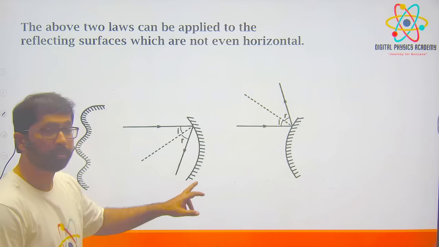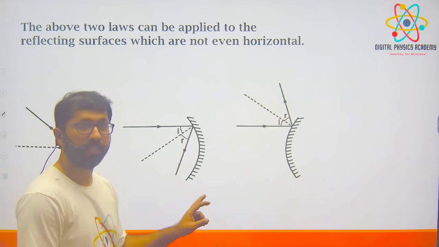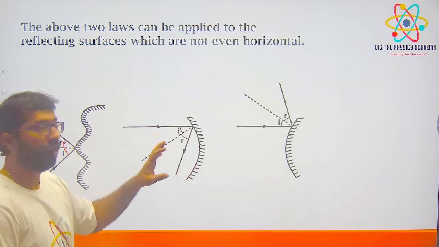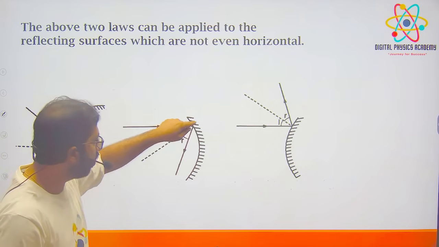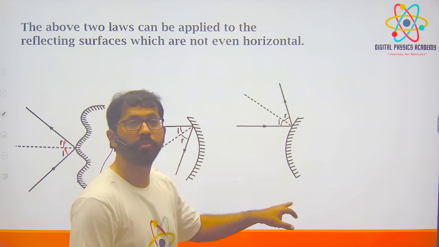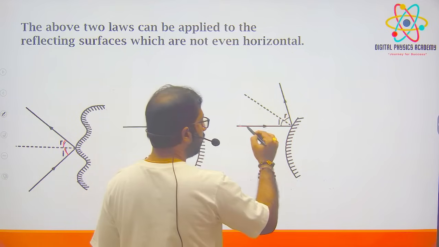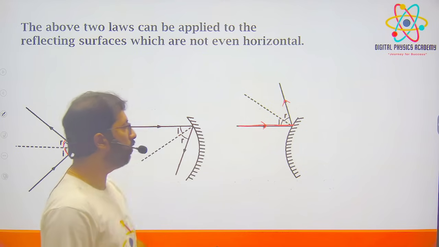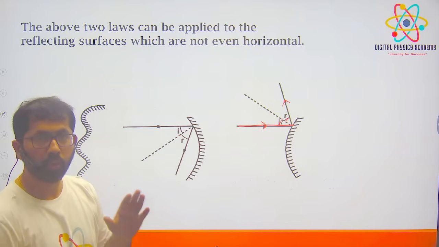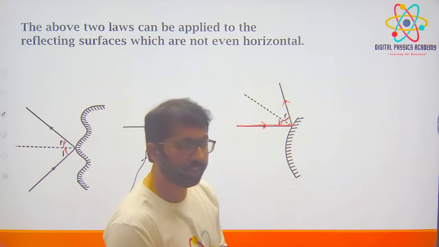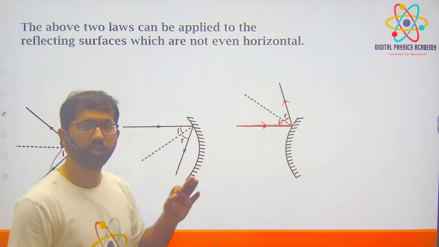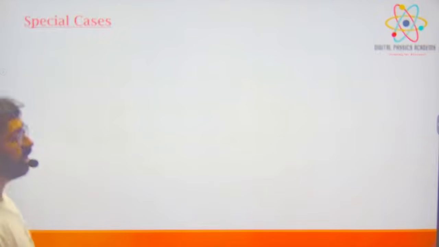And this also, which type of mirror can you tell me? We studied it in 10th class, right? Which type of mirror? Yes, it is a concave mirror. In a concave mirror also, with the incident and reflected rays, if I draw the normal, the angle of incidence equals the angle of reflection. Here also, this is a convex mirror. In a convex mirror, the angle of incidence is equal to the angle of reflection. If you draw a normal, we can see the angle of incidence is always equal to the angle of reflection, right? So the two laws are valid anywhere, on any curved surface or any uneven surface; the angle of incidence is always equal to the angle of reflection. Okay, special cases we will see.